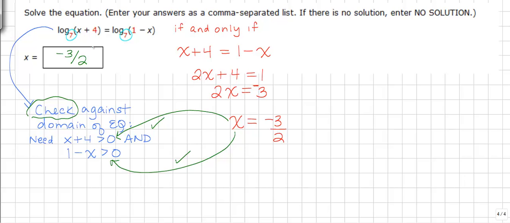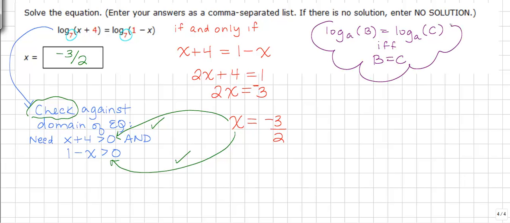Alright, and this will work for you anytime you have, again, single log of a common base equals single log common base over here. And this is if and only if the two arguments are equal. So that's a nice property to use when you can.